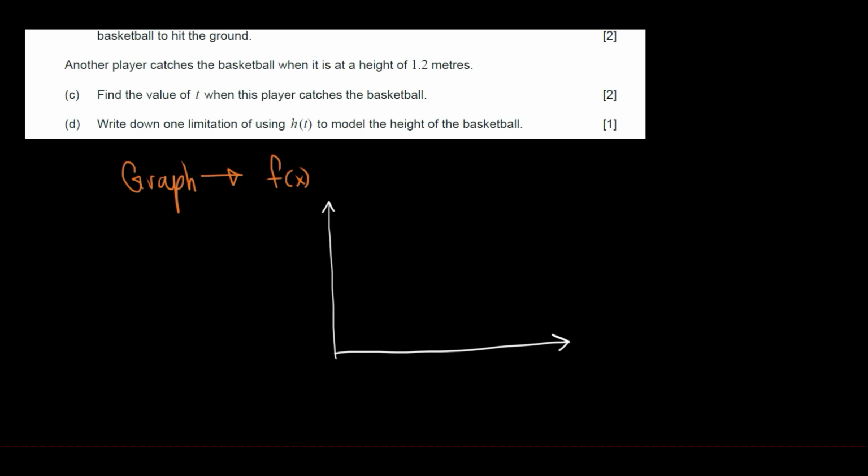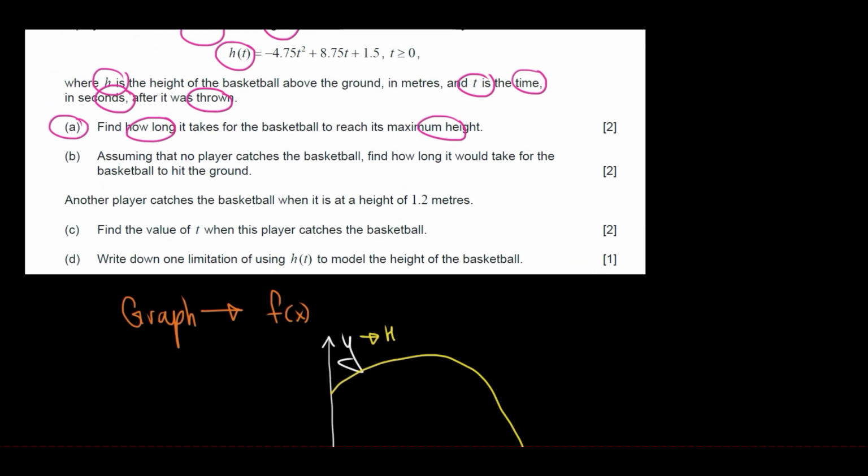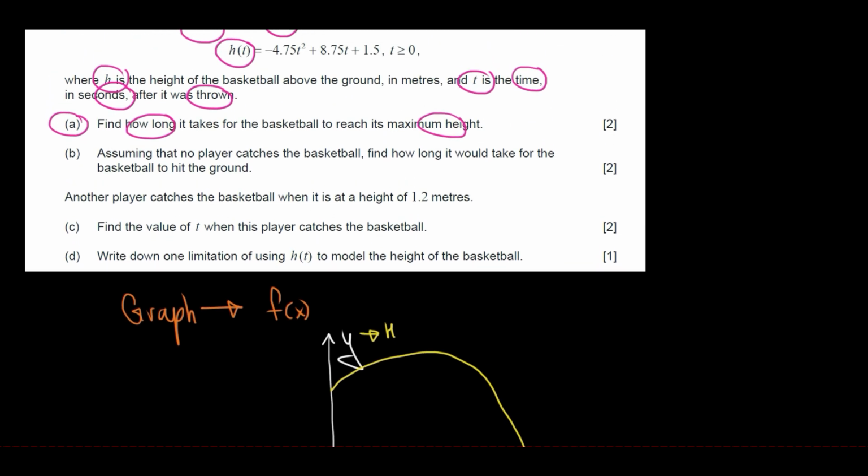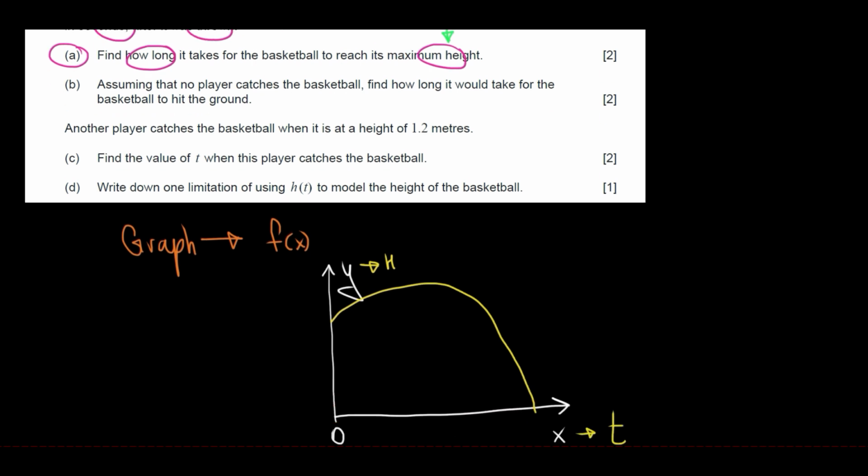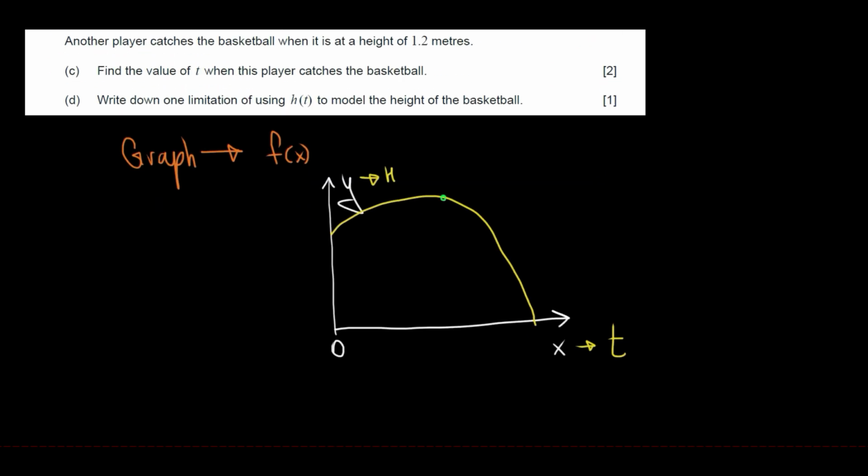Now XY is what the calculator shows. However, for our context, please remember that the input is actually time and the output is actually height. Okay, so it's gonna look like this. This should be the graph of your function. The question was to find out how long it takes for the basketball to reach the maximum height. Maximum height is at the vertex over here somewhere.